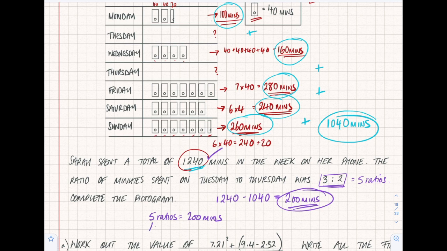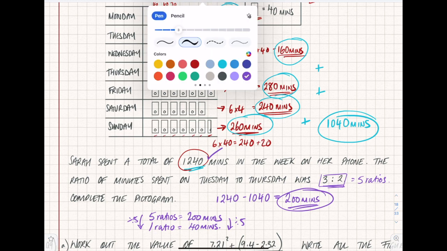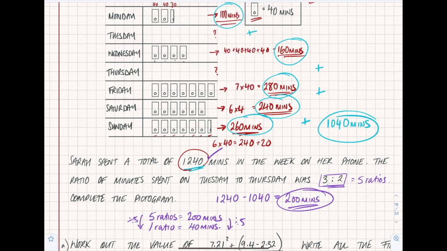So what you want to do in any ratio question is find one ratio. So I divide that by 5. When I divide that by 5, I have to divide this side by 5. So that gives me a total of 40 minutes. So one ratio would be 40. And remember, I know here that what I've got is these 3 parts, so 3 parts times by 40. And then here you've got your 2 parts times by 40. So in total, that would be 120 minutes on the Tuesday and 80 minutes on the Thursday. So they would be your 2 things you need to do.